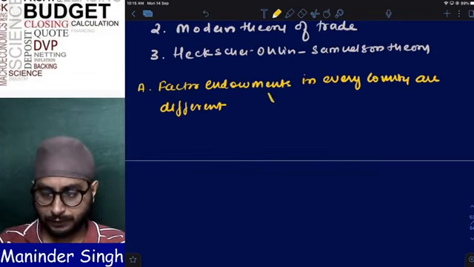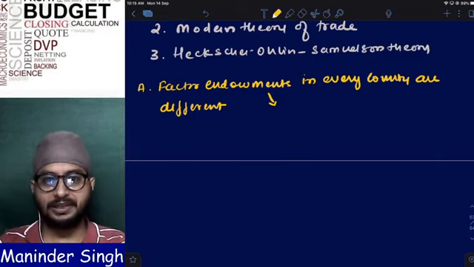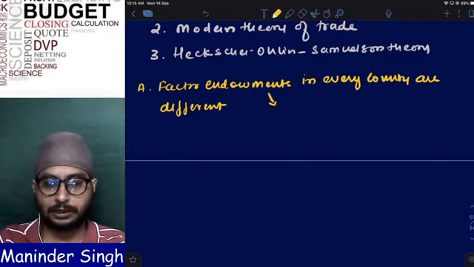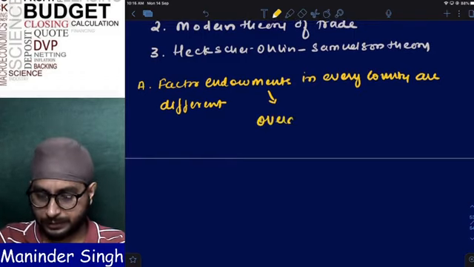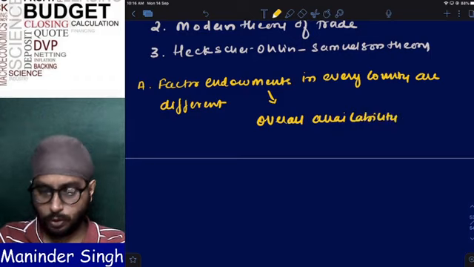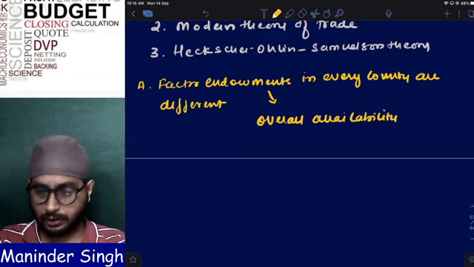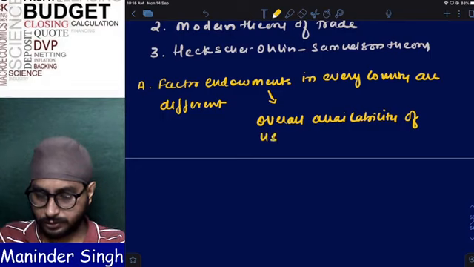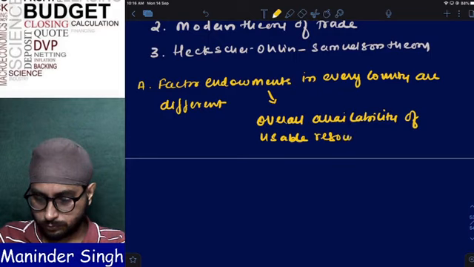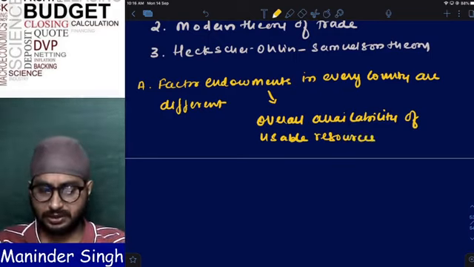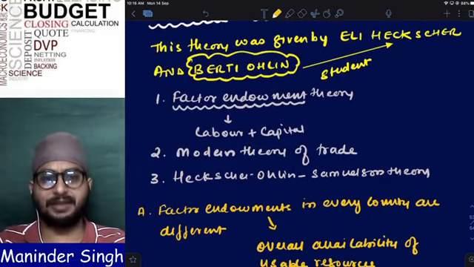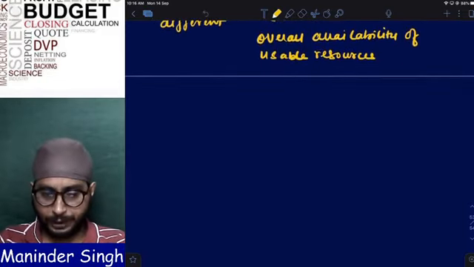So in other words, if I want to put it in technical terms, how do we know? Factor endowments is nothing but overall availability. Clear? Overall availability of what? Overall availability of usable resources. Clear? Usable resources. It means what? Usable resources are nothing but labor and capital. Correct? Now, point number B.